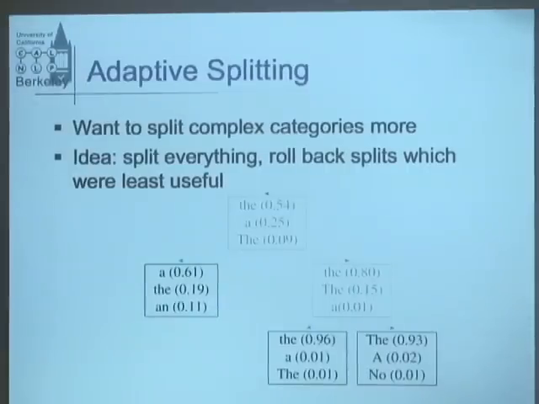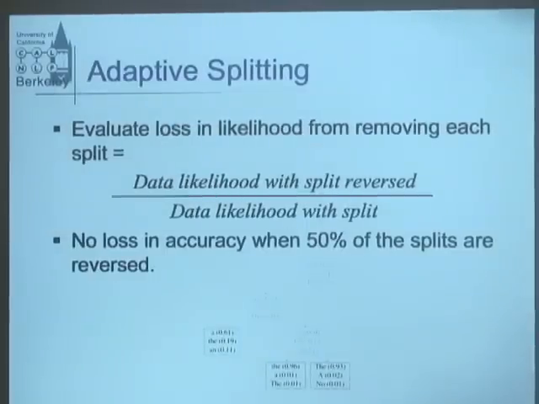And the way that we'll evaluate how useful the split was is by a simple likelihood ratio, where we compute the likelihood of the data with the split reversed over the likelihood of the data without the split. And we'll do a simple approximation where we compute the likelihood locally just for a given node in a parse tree, so that we don't need to reparse the whole training set. And this gives us then a controlled way of deciding how many of the splits to keep.